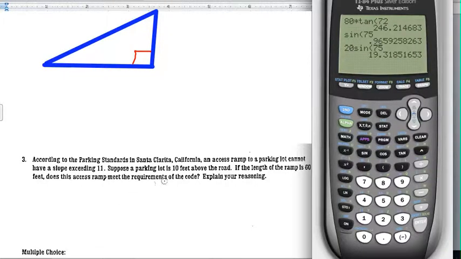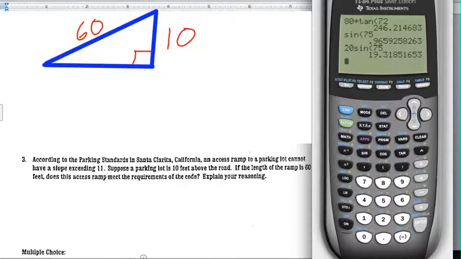According to parking standards in Santa Clara, an access ramp, so if we look at these sides, I'm pretty sure this is a ramp. An access ramp to a parking lot cannot have a slope exceeding 11. Suppose a parking lot is 10 feet above the road. That's a straight up and down thing. I think this is 10. If the length of the ramp is 60, does this access ramp meet the requirements of the code?